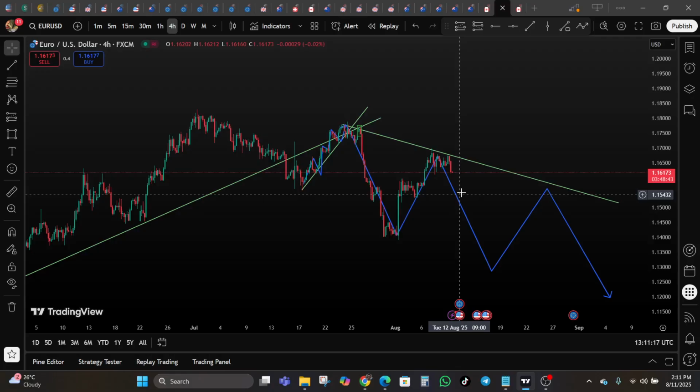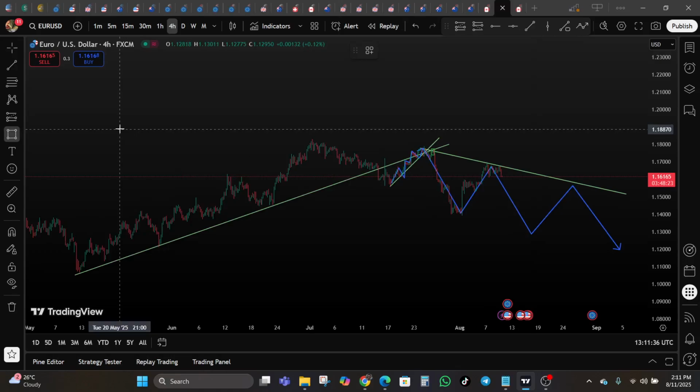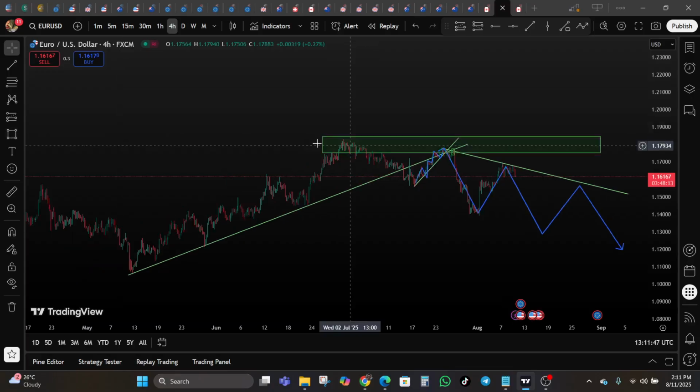Okay, now let's get to our third rule, which is recognizing supply and demand zones. Supply zones are areas where sellers step in and push price down. Remember that it's a zone, not necessarily a price point. It's not a specific price level, it's actually a zone. So it could be a range of price levels.